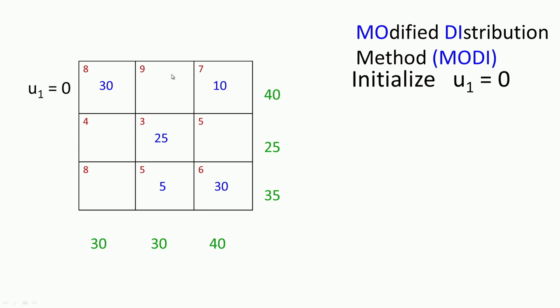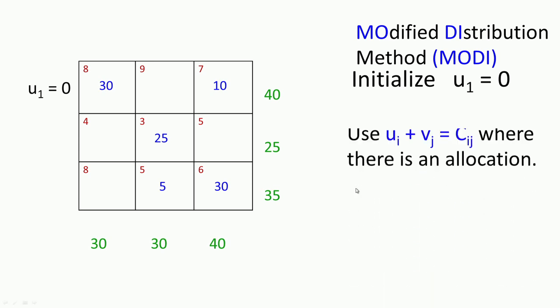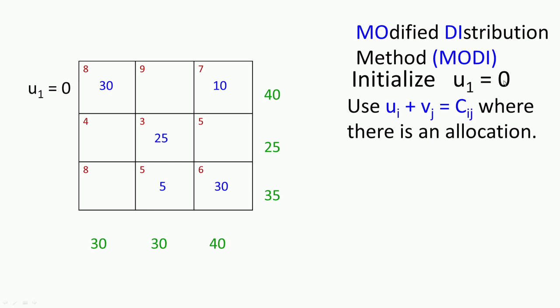We begin by initializing U1 equal to 0. With U1 equal to 0, we try to find out the rest using Ui plus Vj is equal to Cij where there is an allocation. So what does that mean? There is an allocation here, so U1 plus V1 is equal to Cij, which is 8. U1 is 0, so 0 plus V1 is equal to 8, and that would give us V1 is equal to 8.